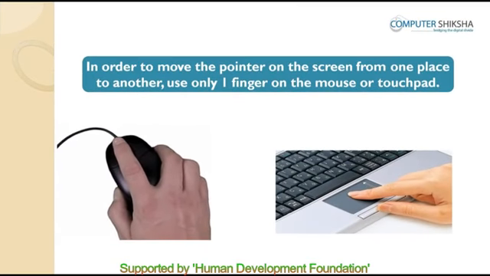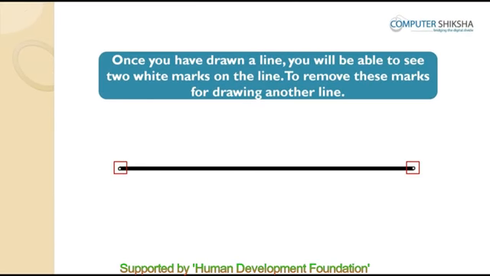In order to move the pointer on the screen from one place to another, use only one finger on the mouse or touchpad. Once you have drawn a line, you will be able to see two white marks on the line. To remove these, you need to take your pointer to an area in the drawing away from the line and just once click on the left button on your mouse or touchpad. If you do not take this step, you will not be able to join another line with this first line that you have just drawn.